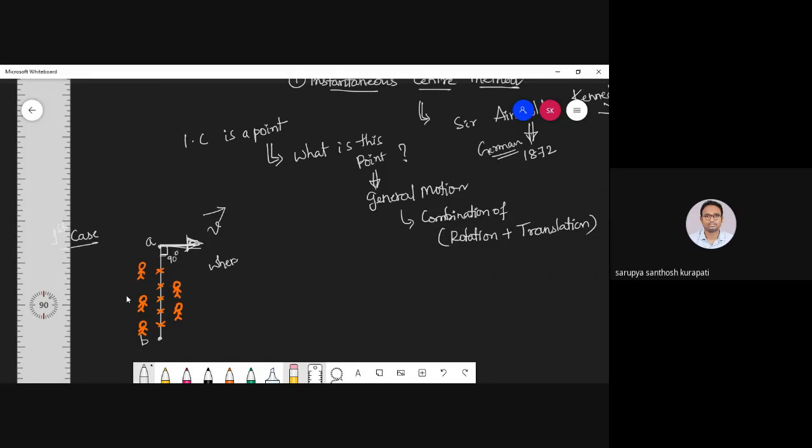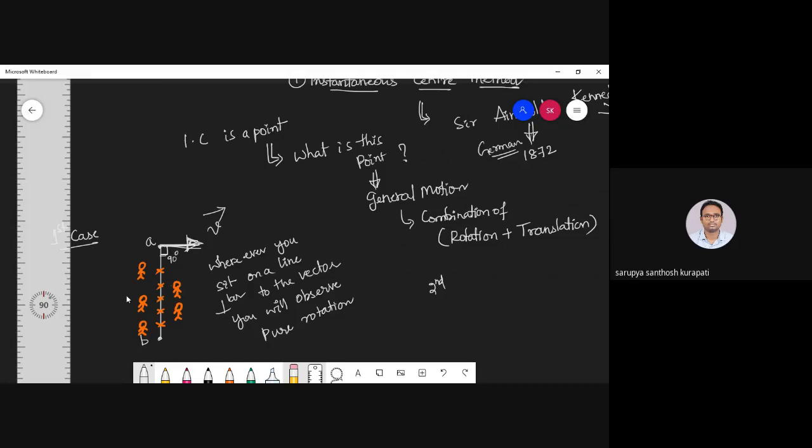So wherever you sit on a line perpendicular to the velocity vector, you will observe pure rotation. So I hope you got it. The first case. Have you got it? The first case.